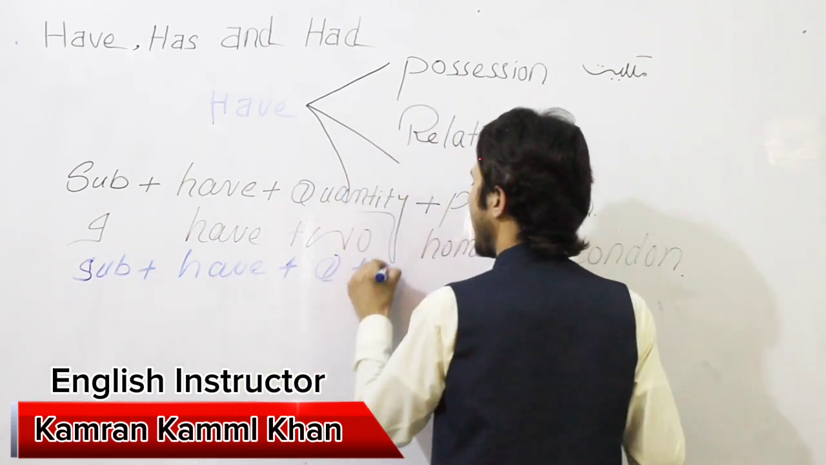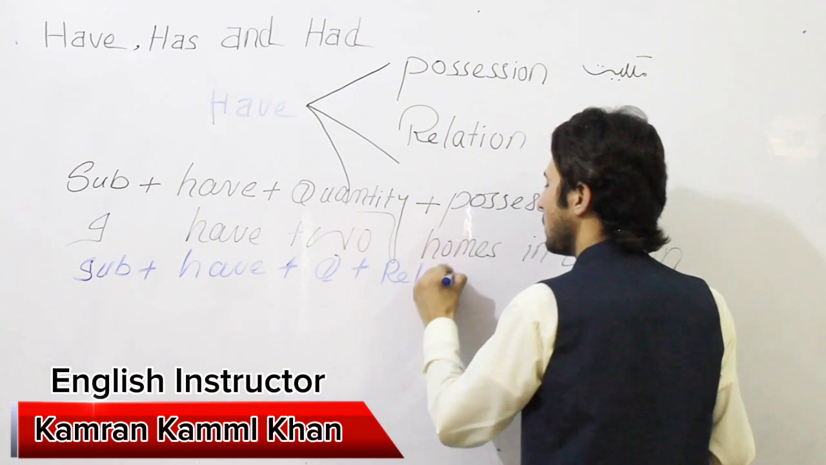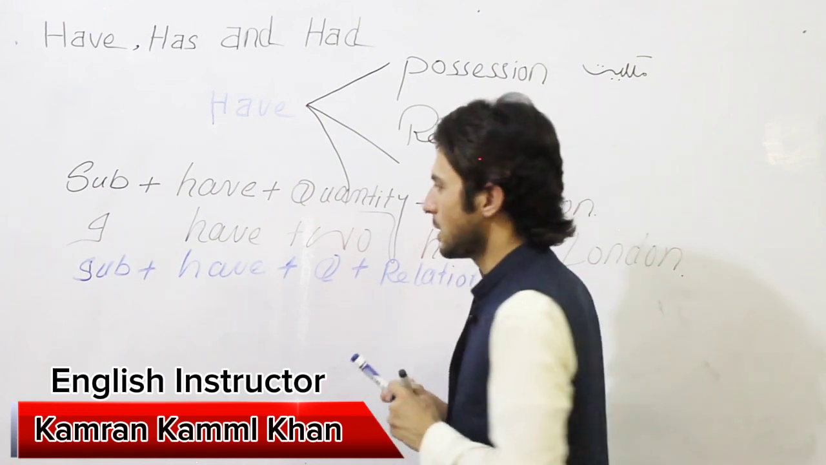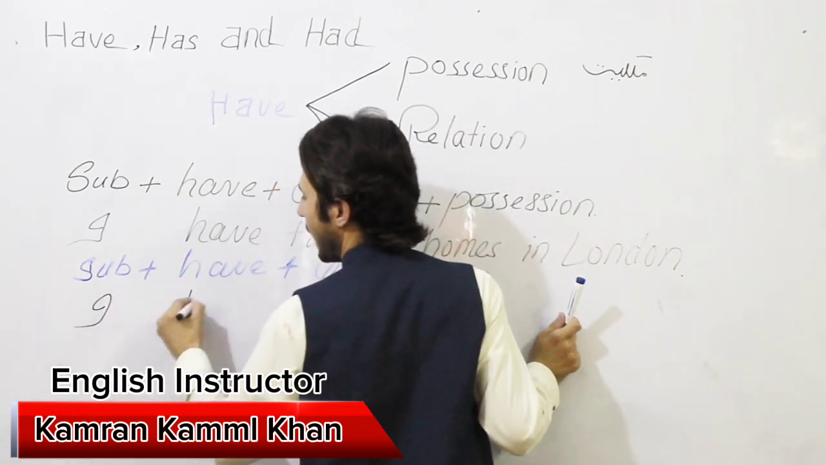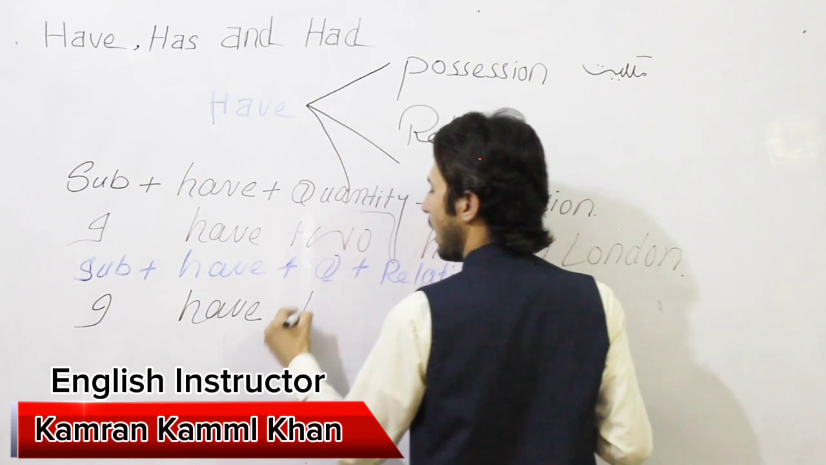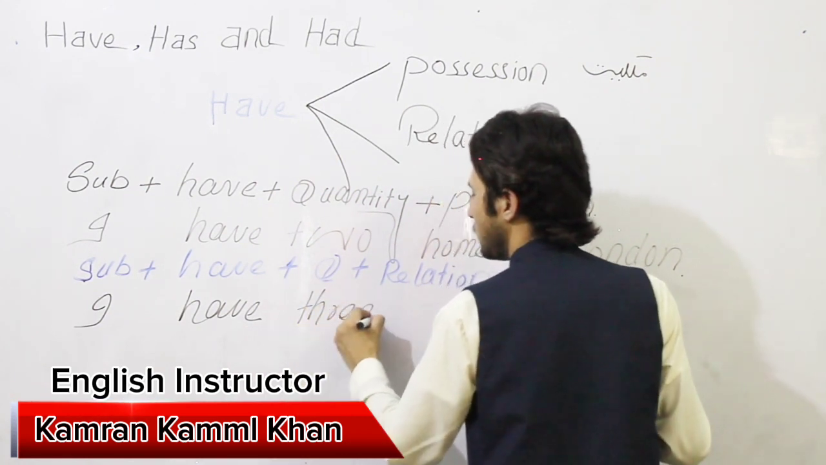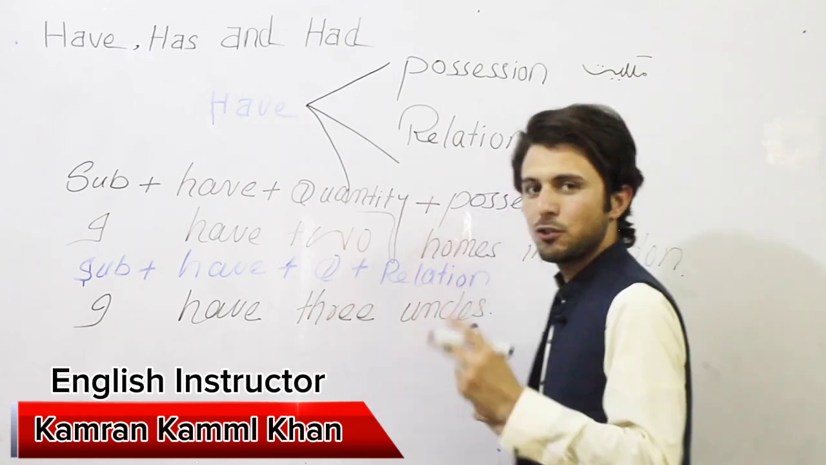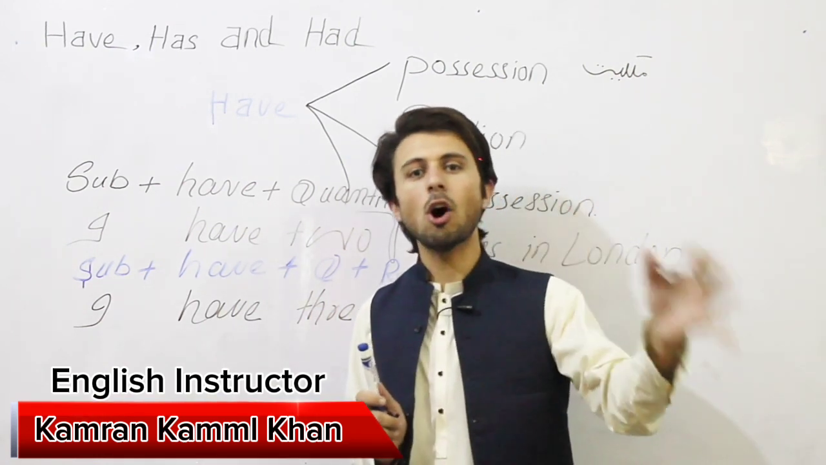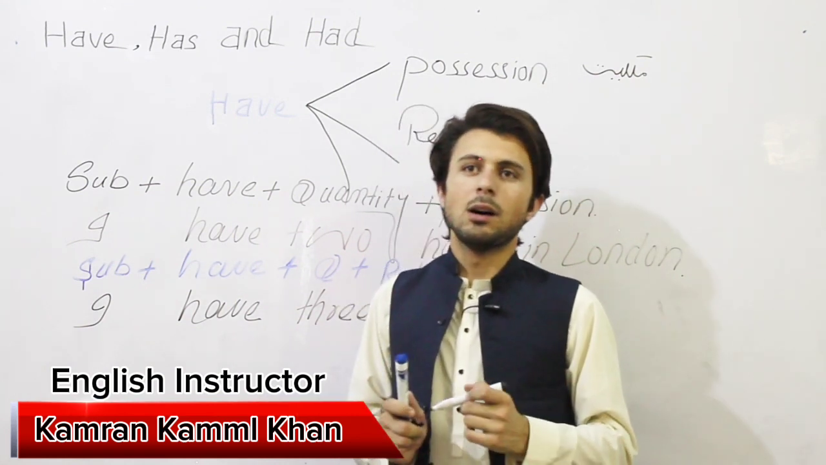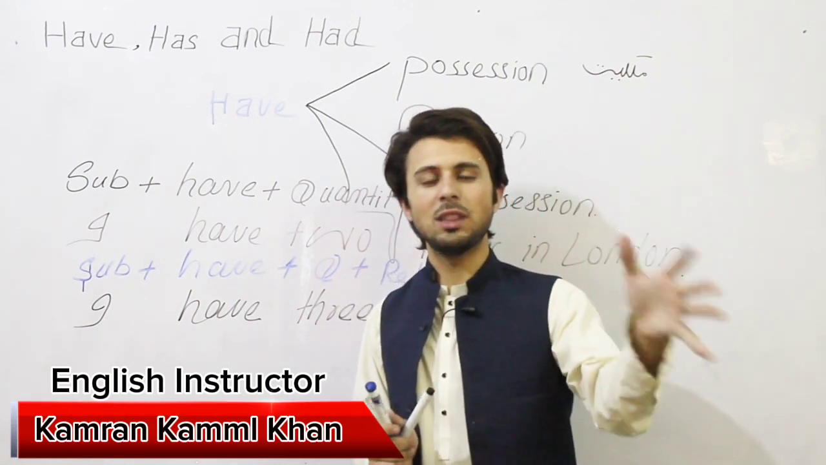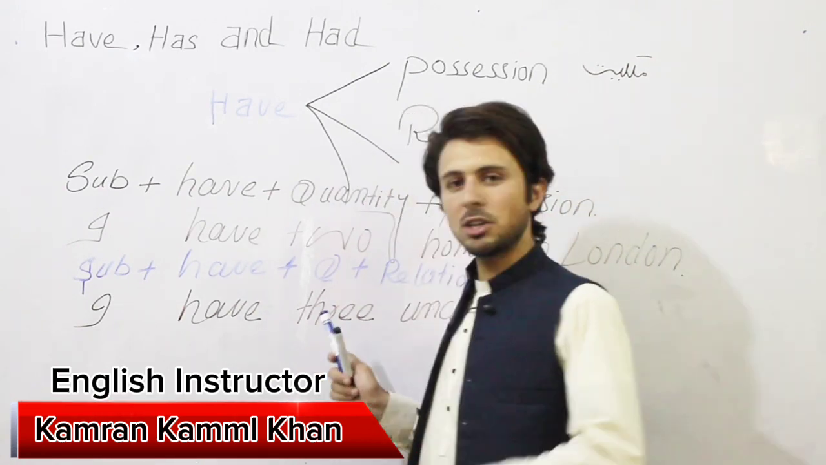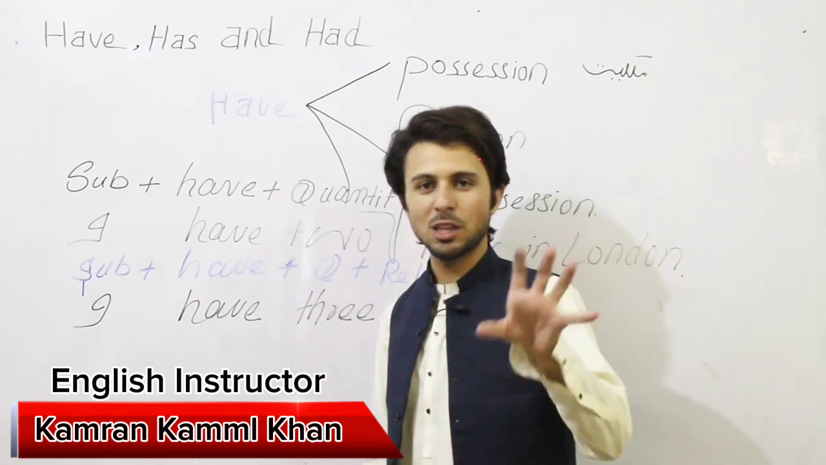Dear students, in the end, when you express a relation, you say it with the help of have. For example, I have three uncles: I, then have, then the quantity, three, and then the relation. I have three uncles. I have two brothers. He has three daughters. They have a strong relation with the ministers. So you express relations with the help of have.